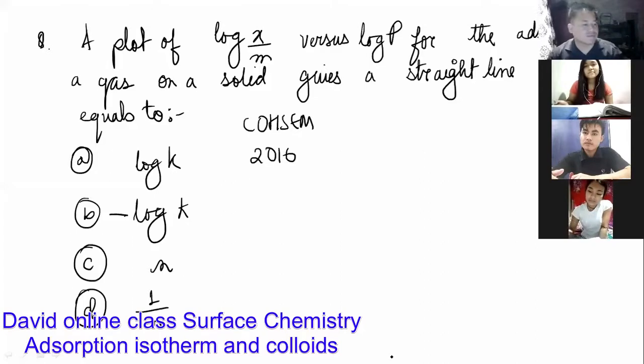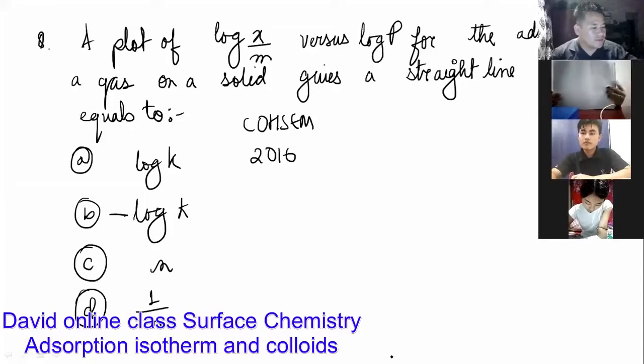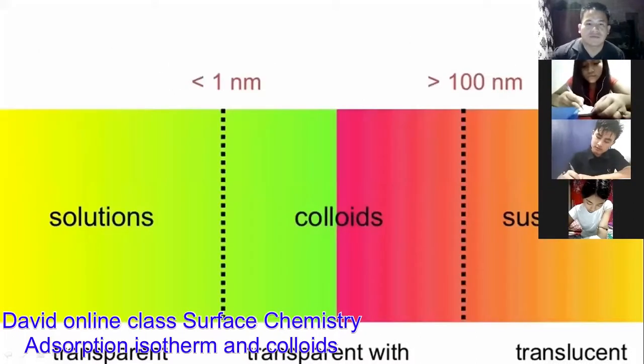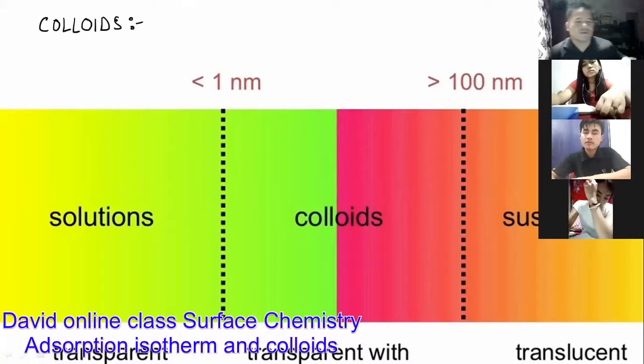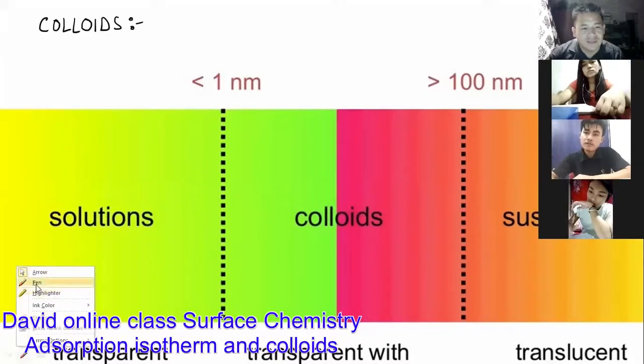Then the next point is the topic: types of colloids. What is a colloid? So write down the topic, colloid. Colloid is not a substance, but it is a state of a substance.